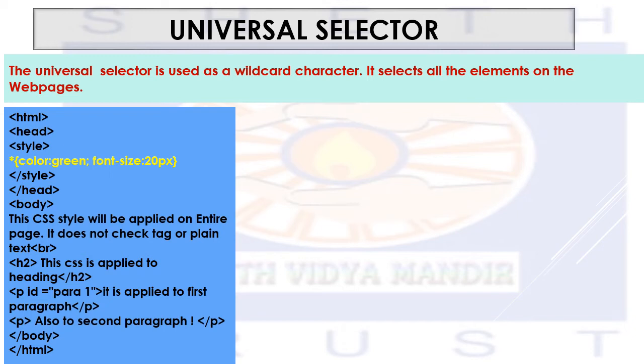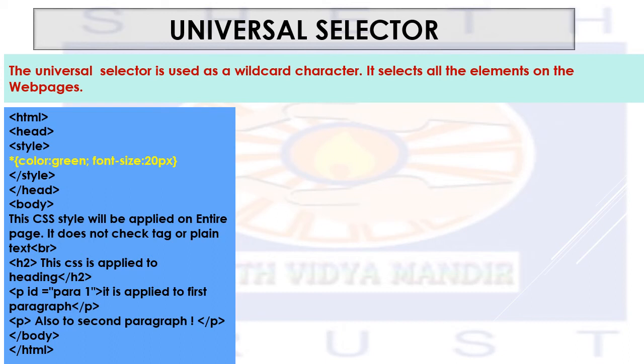Now open the body tag. You can see that a sentence is written here. This CSS will be applied on the entire page. It does not check for a tag or plain text. This is only given as text. You can see the H2 tag is given, the heading tag H2. This CSS is applied to the heading. Then again a paragraph tag is used, and in that paragraph tag an ID para1 is given. It is applied to the first paragraph, and also to the second paragraph.